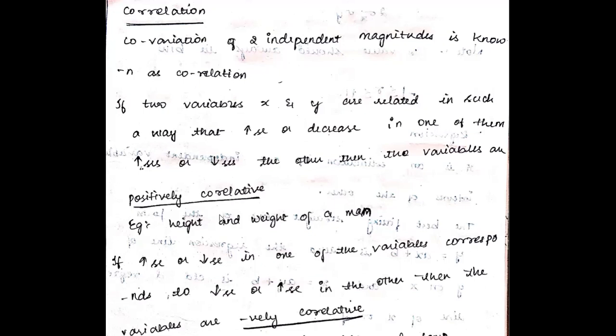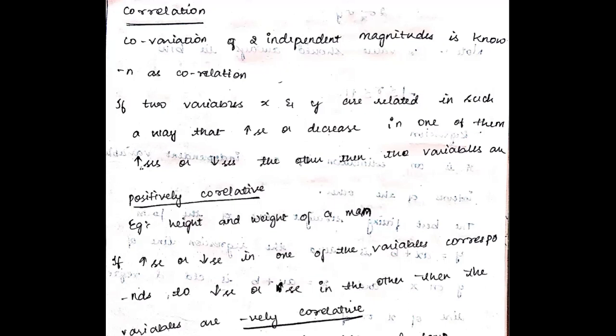To give an example, height and weight of a boy are positively correlated. That is, as and when the height of the boy increases, weight also increases. So they are moving in the same direction. That's the reason this is an example for positive correlation.